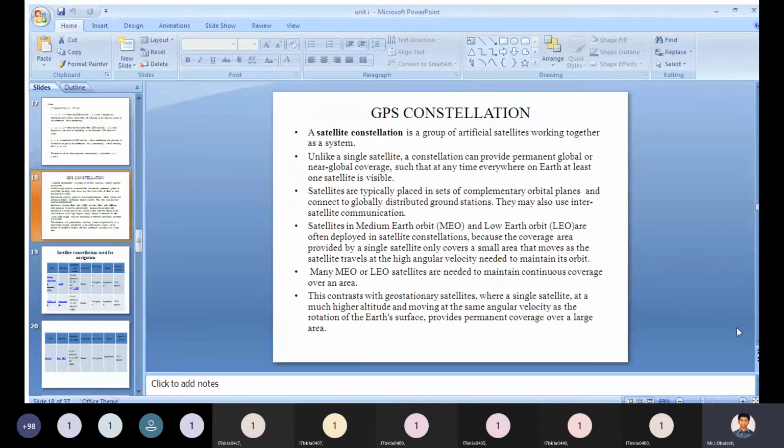This contrasts with geostationary satellites, where a single satellite at a much higher elevation, moving at the same angular velocity as the rotation of the Earth's surface, provides permanent coverage over a large area.